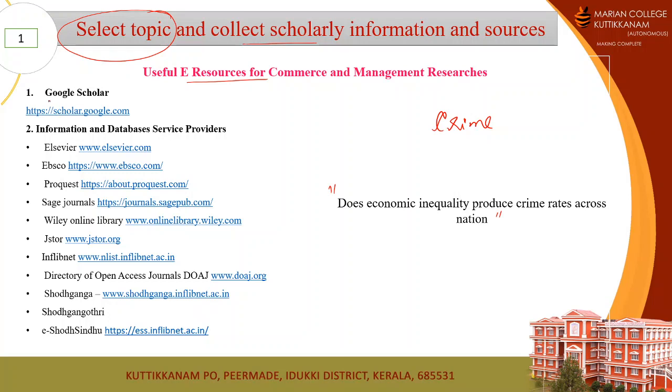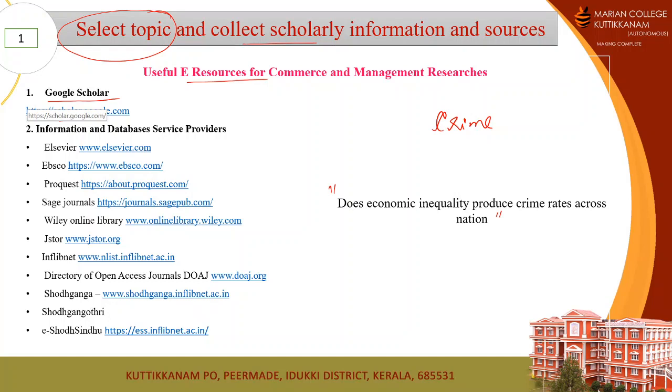The first one is Google Scholar. So it is a freely accessible web search engine from Google that provides a simple way to search for scholarly literature. And the URL for Google Scholar is this. You can click on that, or you can search for the same in Google, and you can avail a number of scholarly articles related to your selected topic.